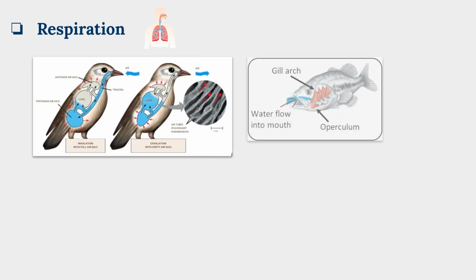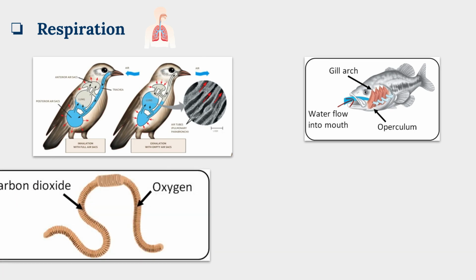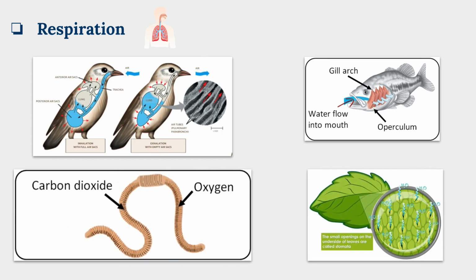Different organisms have different organs for breathing. Human beings and animals such as cow, dog and lizard breathe through nose and lungs. Birds breathe through air sacs and lungs. Fish breathe through gills. Earthworms breathe through their moist skin. In plants, exchange of gases takes place through stomata present in the leaves.